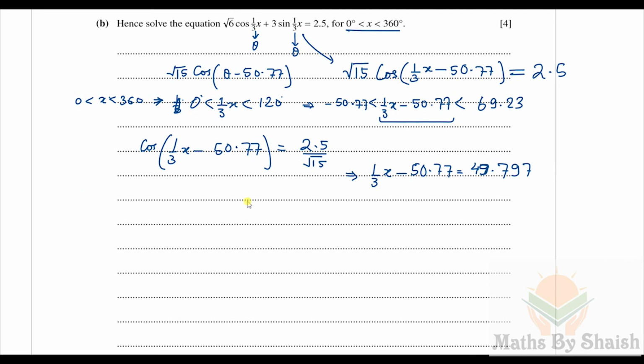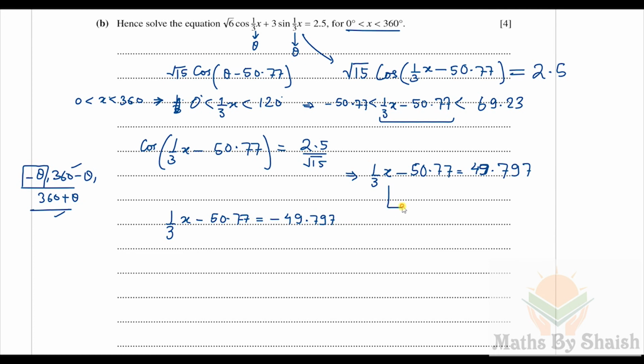So now we will see if we have to find any other angle as well, because it is between minus 50.77 and 69.23. For the different angles for cos, we know that for the same value we can take minus theta, 360 minus theta, 360 plus theta. These are the different angles. So one angle is 49.797. If you use the others, we will get an angle which is going to be more than 69.23. So the next angle we can think of is going to be minus of the angle. So another angle for this is going to be 1 over 3x minus 50.77 as minus 49.797. So that's it, and let's find the value of x.